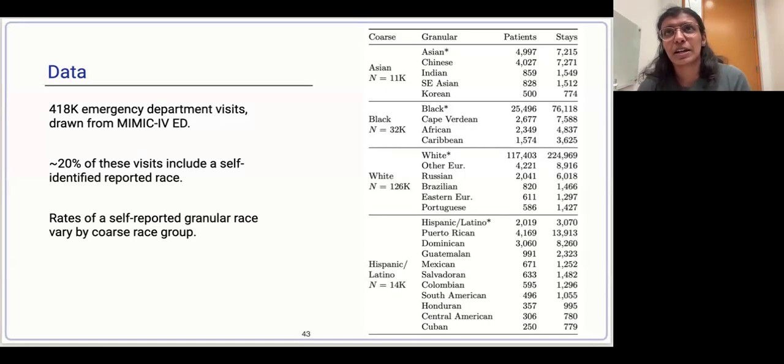I think race felt to us like one of the more important ones because it's used so widely in algorithmic fairness analyses and health disparities analyses that it's useful information to know if it's misleading.